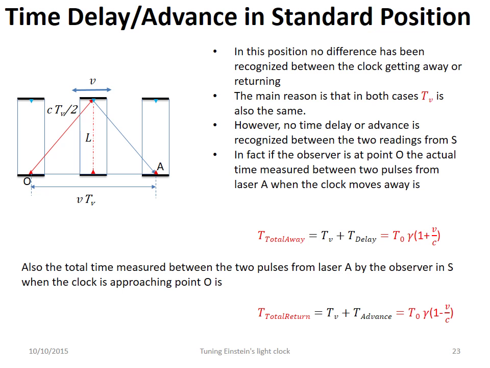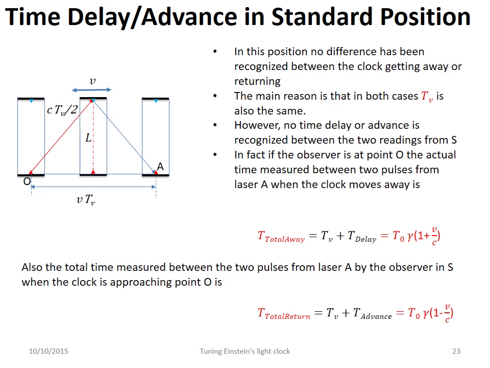Time delay and advance in a standard position. In this position, no difference has been recognized between the clock getting away or returning. The main reason is that in both cases tv is the same. However, no time delay or advance is recognized between the two readings from S.